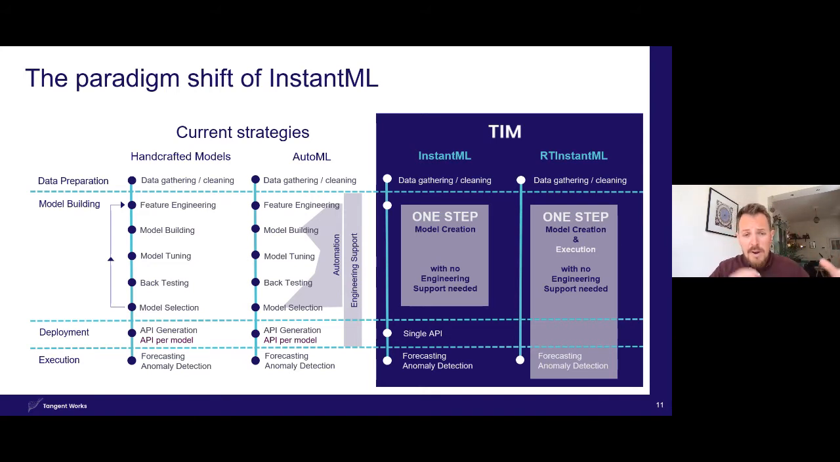They prepare and clean the data, and they start feature engineering, model building, model tuning, backtesting, model selection. That's typically what they have to do to start building a predictive model, which can be used to forecast or do anomaly detection. But to do that, they usually have to take several loops through this process to get to a good model. They train the model on historical data and then test it on new data.